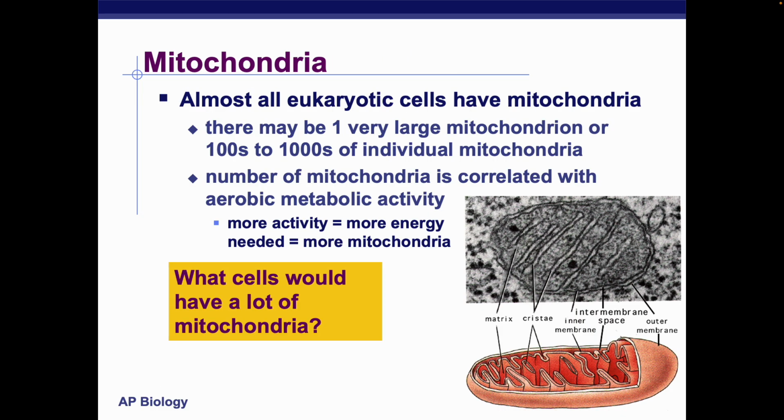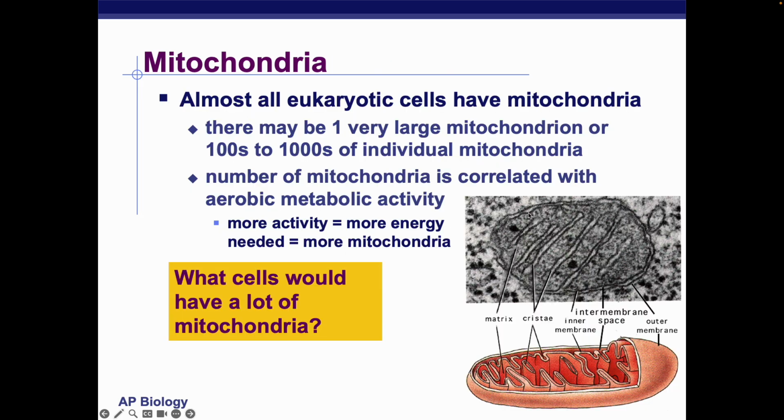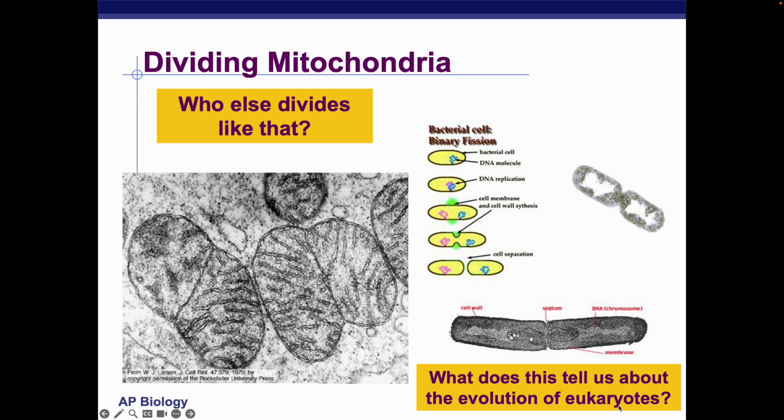Okay, so this is how the mitochondria divides. As we can see, it divides like binary fission, and this tells us that eukaryotes probably came down from a long line of archaea and prokaryotes.